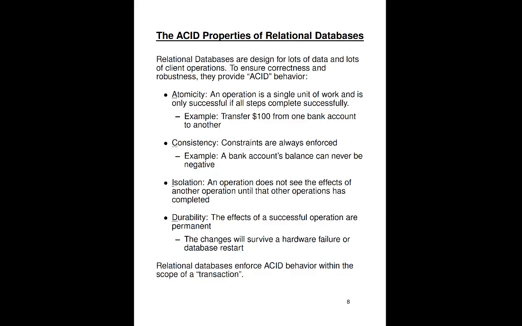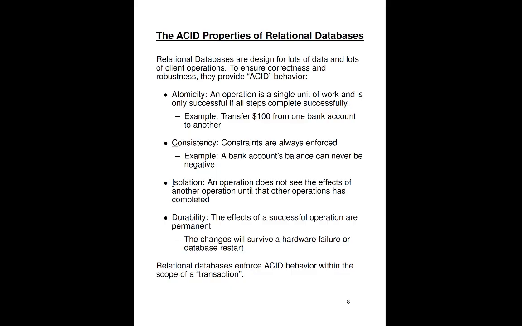The third ACID property is isolation, which means that when an operation runs, it doesn't see the effects of another operation until that operation has completed, meaning that the view of the data is consistent for each operation. And finally, the D in ACID is durability, meaning that when an operation is successful, the effects that it has on the database, the changes that it made, are permanent. They don't go away. So even if there is a hardware failure or the database management system restarts, the results of successful operations last forever.